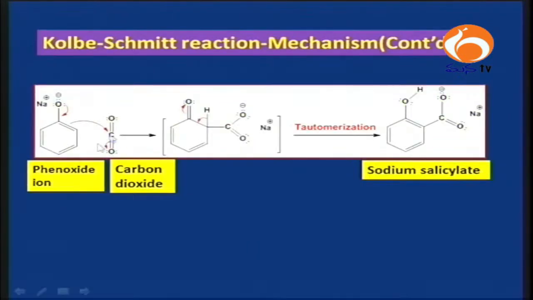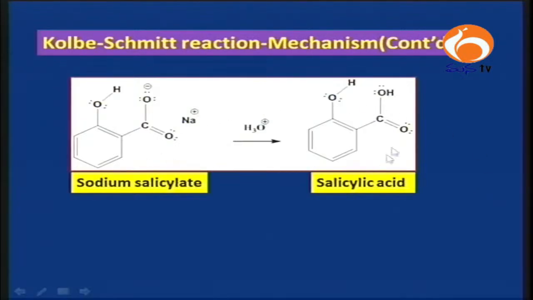Now, this phenoxide ion will undergo electrophilic aromatic substitution with the CO2, that is the electrophile. Then we will obtain this unstable compound. This unstable compound will undergo tautomerization and will form this particular tautomer, which is nothing but sodium salicylate. From sodium salicylate, we can obtain salicylic acid by carrying out the hydrolysis in the presence of water. When we add acidic water, the proton will be added to this sodium salicylate, and we will obtain the salicylic acid.